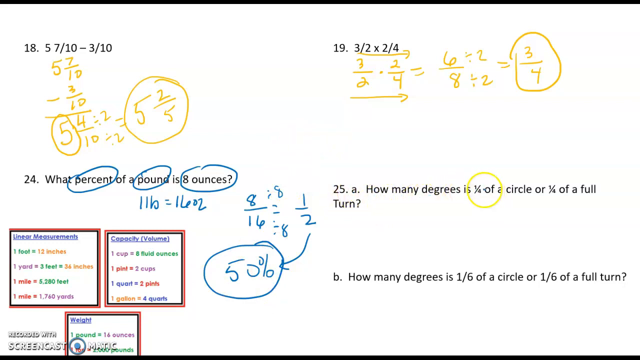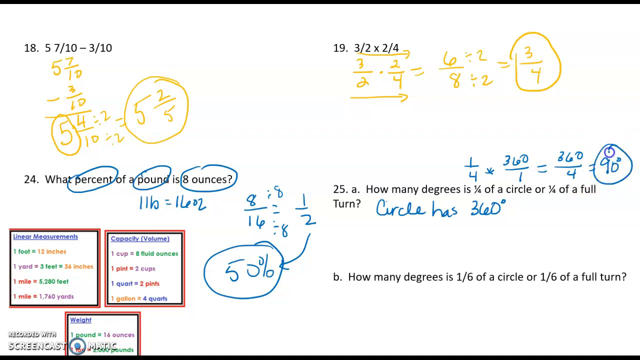25. How many degrees is 1/4 of a circle or 1/4 of a full turn? Okay, so I'm not sure where this came from, but a circle has 360 degrees. Okay, so 1/4 times a circle, 360, is going to give us 360 divided by 4, which I believe is 90, but I don't trust myself. Yeah, it is 90. So that's my answer.